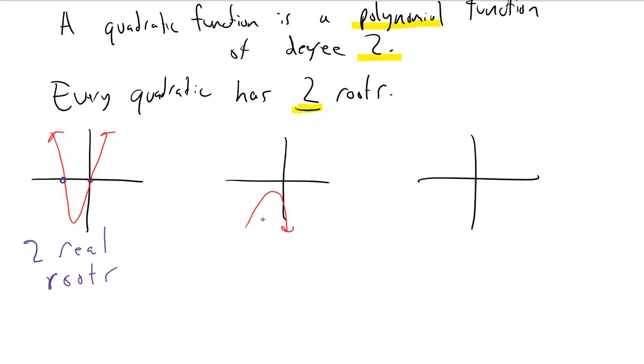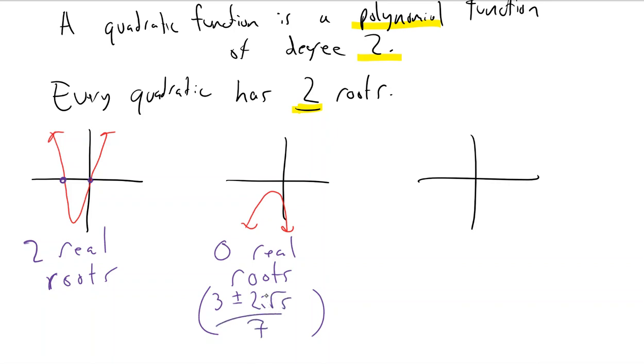If you have a quadratic function that never crosses the x-axis, then you have no real roots. So your roots would be things like, I don't know, anything with i in them. 3 plus or minus 2i square root of 5 over 7. If it's got an i in it, that doesn't have a place on the graph. So imaginary roots don't show up as x-intercepts. Real roots do show up as x-intercepts.